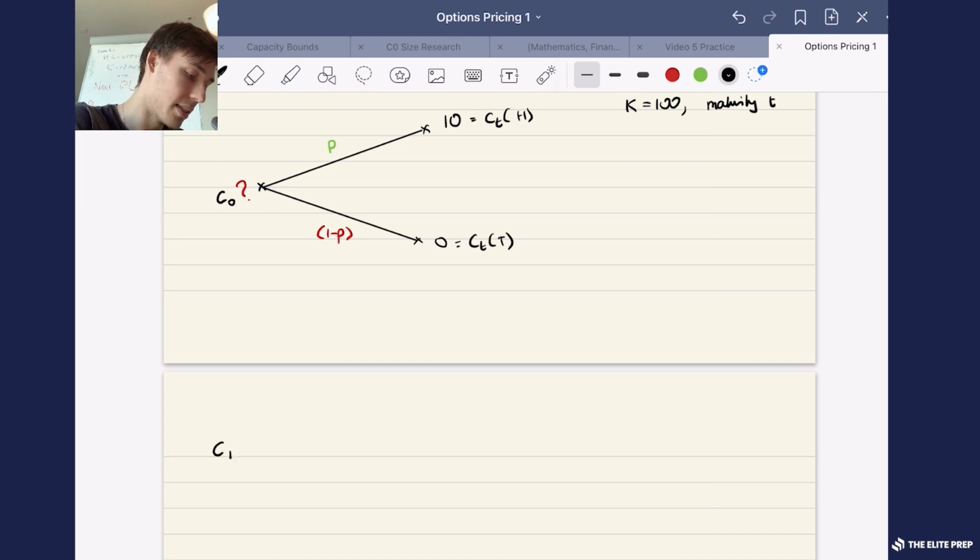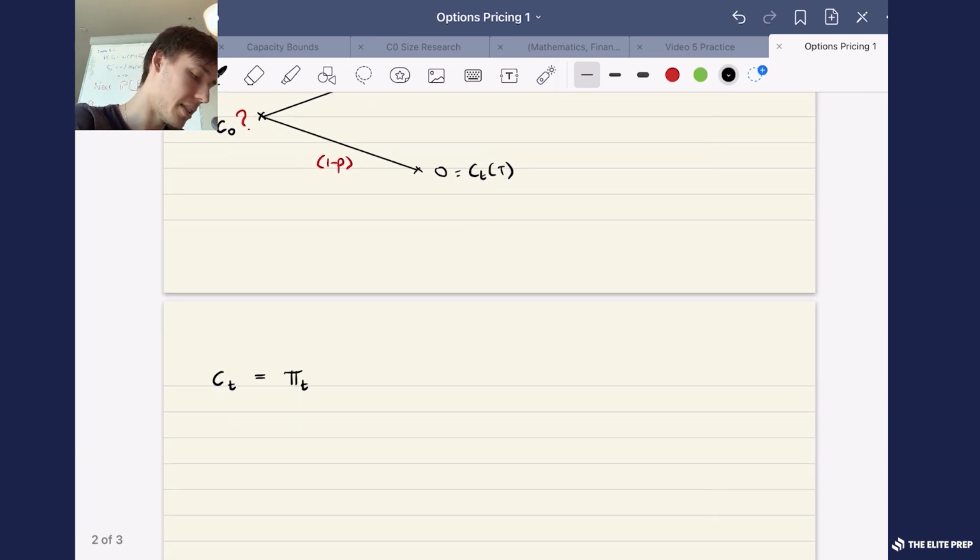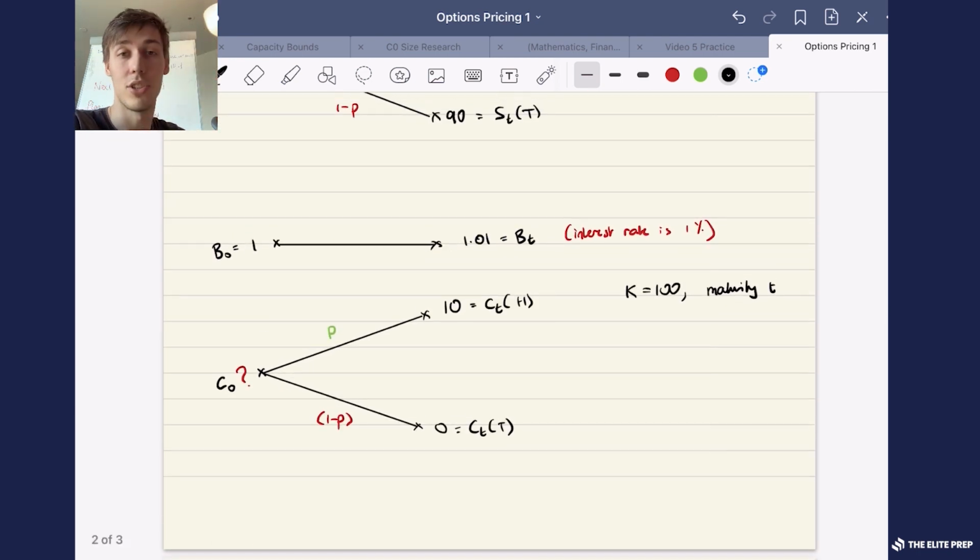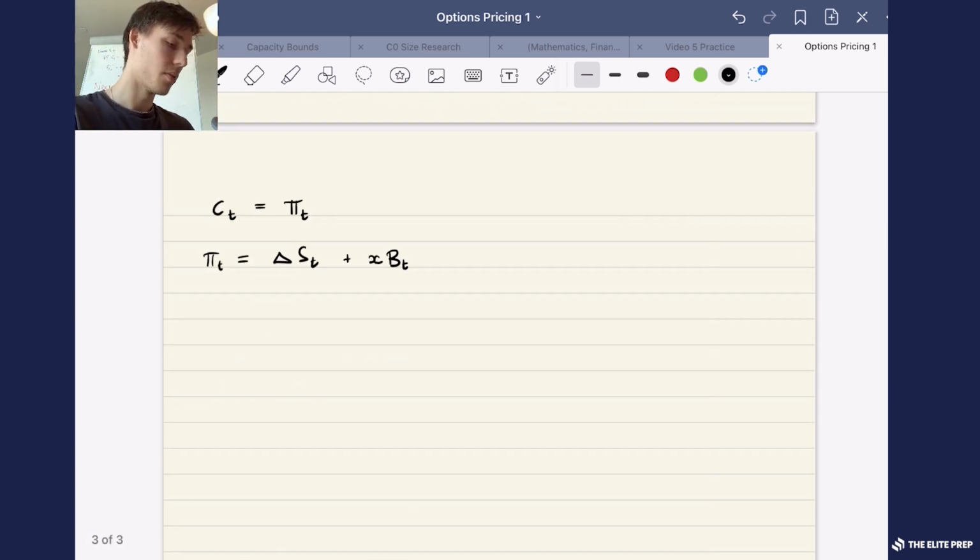We want CT to be equal to PT, and PT is just some collection of stocks, delta times ST. So delta is just some real value. It can be positive or negative. We also make the assumption that we can buy a fractional number of the stocks, plus x BT. BT is just our bank account, the risk-free asset.